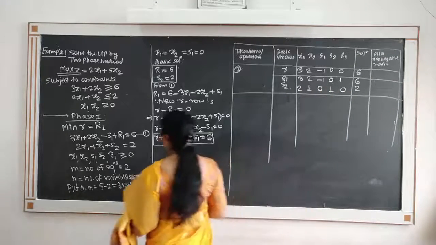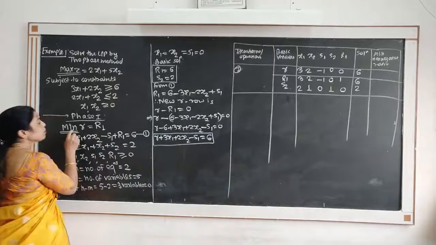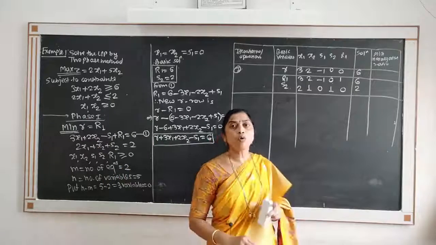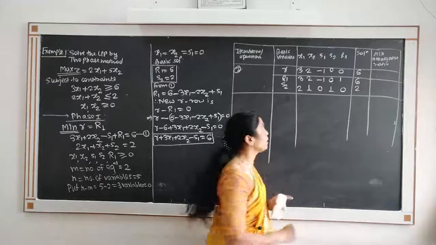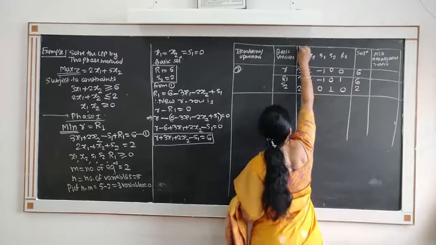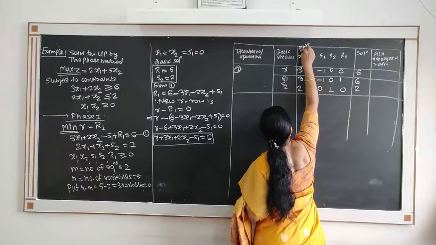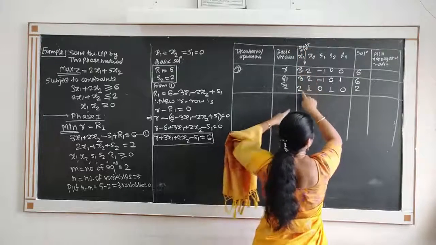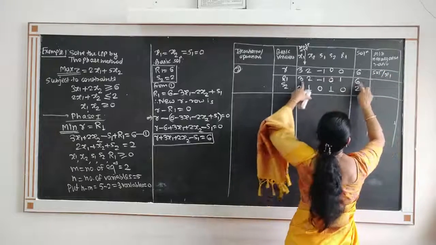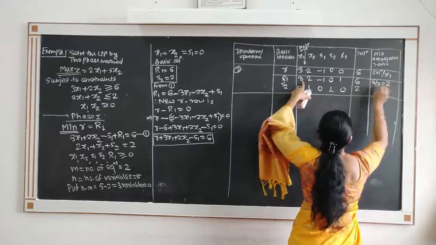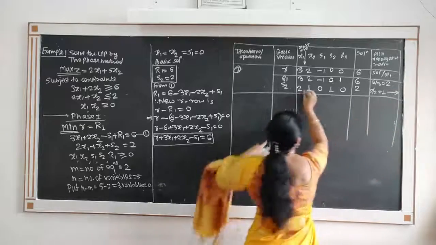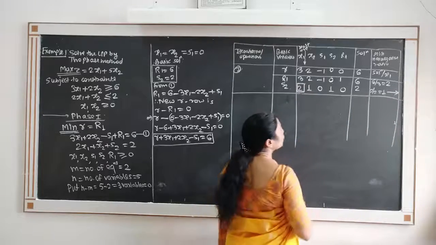Now see, our problem is minimization R. Because it is minimization, we will find most positive. Which is most positive? 3, and therefore this will be entering variable. It is most positive, so this will be pivot column. So we have solution divided by x1, that is 6 by 3, that is 2, and 2 by 2, it is equal to 1. Minimum is 1, and therefore this becomes the pivot element.